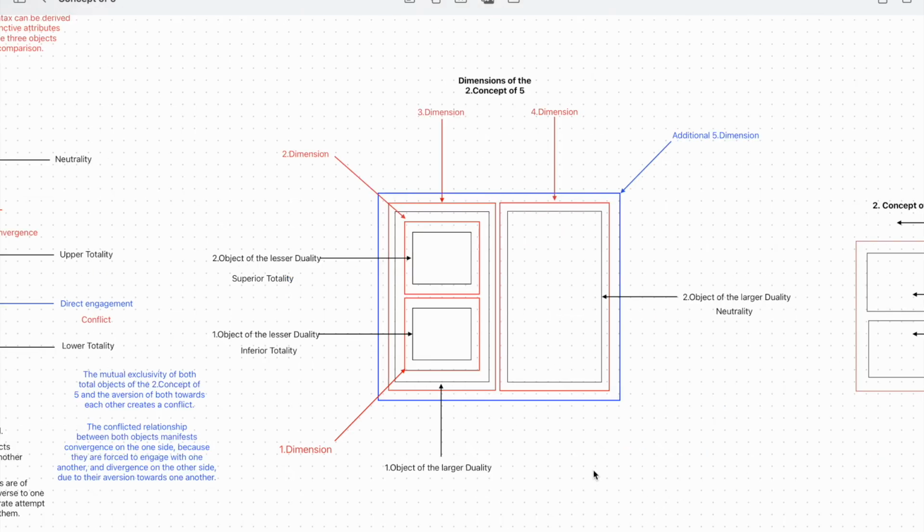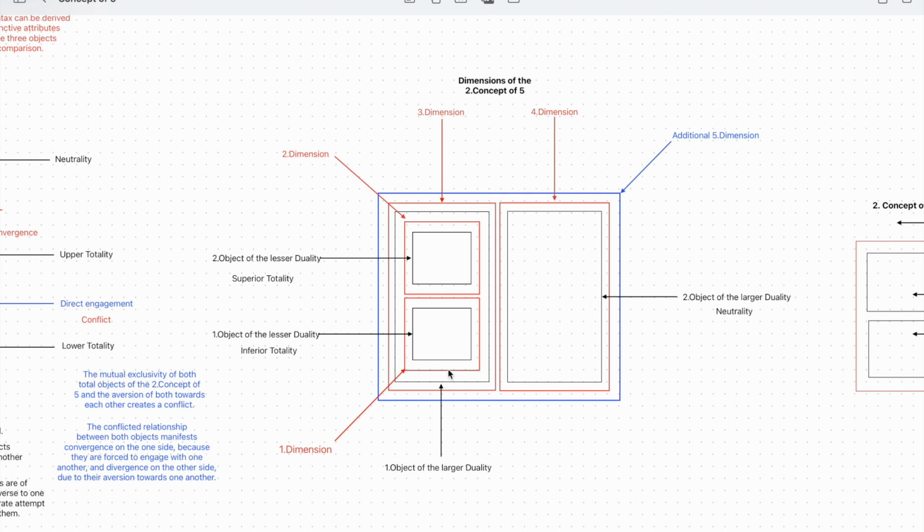In the very same manner in which the first concept of 5 exists out of a trinity on the one side and a quaternity on the other side, so does the second concept of 5 exist out of a trinity as well as a quaternity that can be viewed through the 5 dimensions of the overarching quintinity, as you can see here.